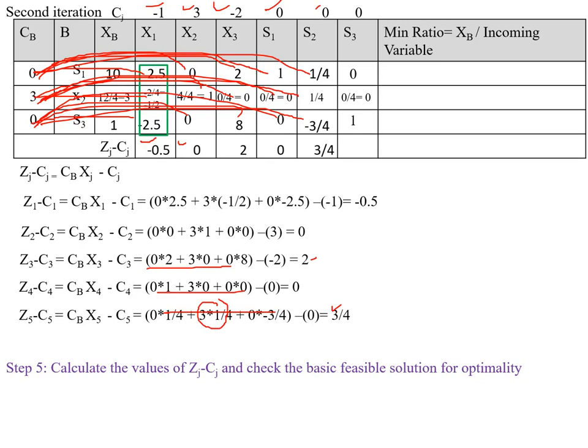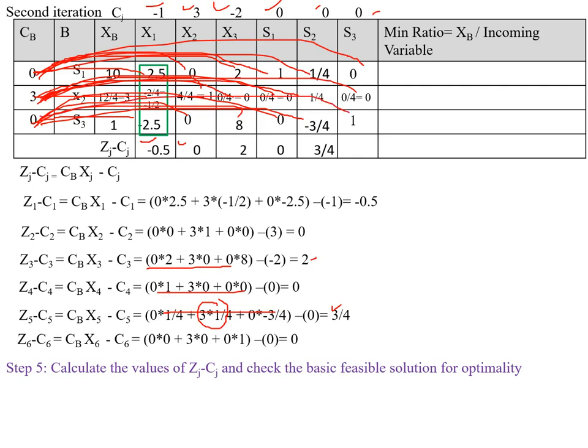So next, finally, we have to determine Z6 minus C6, which is equal to 0 into 0 plus 3 into 0 plus 0 into 1 minus 0. So here the total value we will get is 0. So enter the 0 value here.